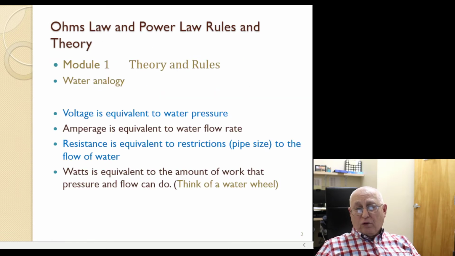We can think of voltage as being equivalent to water pressure. Amperage is equivalent to the flow rate of water. Resistance is equivalent to the restrictions. Think of a pipe size. If you have a small pipe, you're not going to get as big a flow through that pipe as you are in a bigger pipe. And then watts is equivalent to the amount of work that pressure and flow can do. Think of a water wheel.